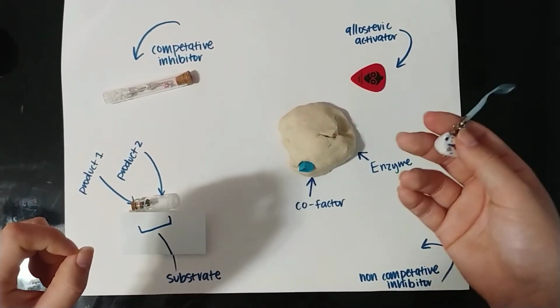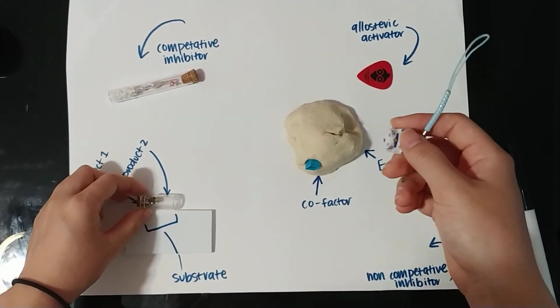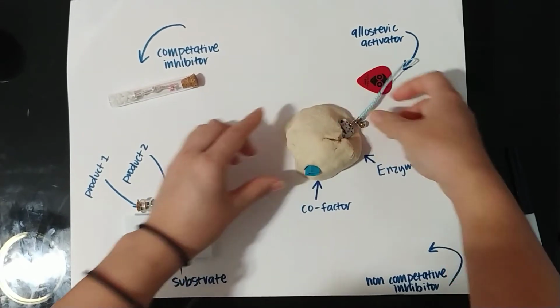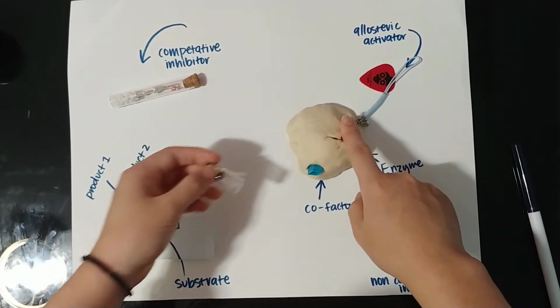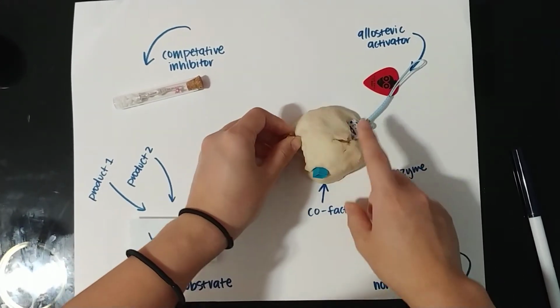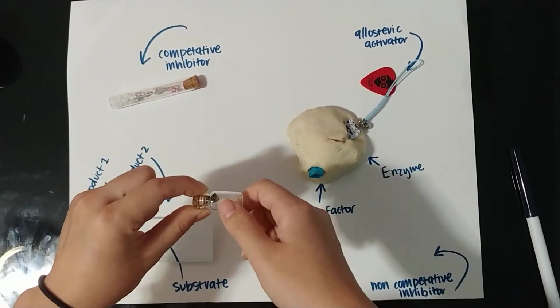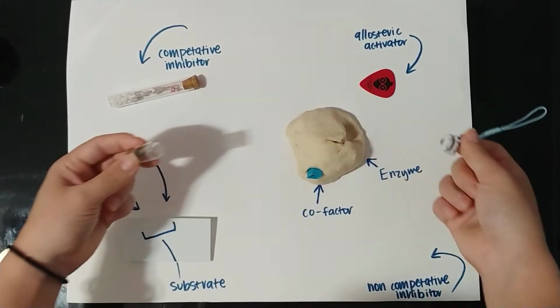There are also cases where the non-competitive inhibitor can bind to some other place on the enzyme, and this won't stop the substrate from binding to the enzyme. However, it will stop the reaction from happening. Therefore, there is no reaction. There are no products. The only thing that they can do is unbind.